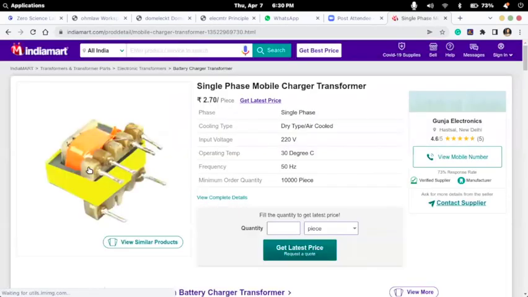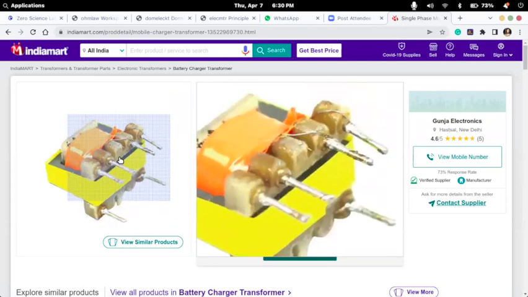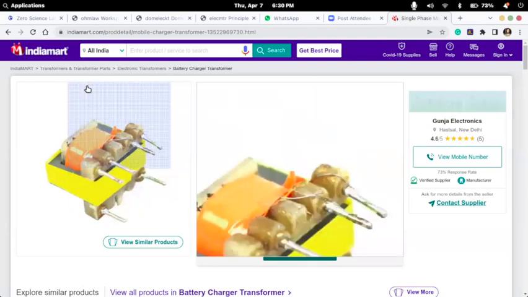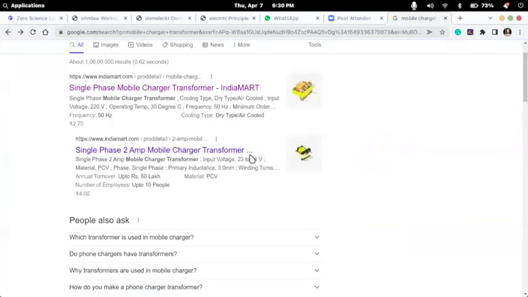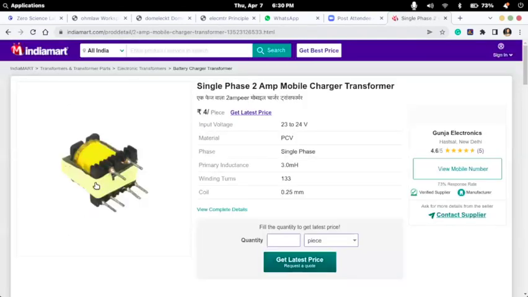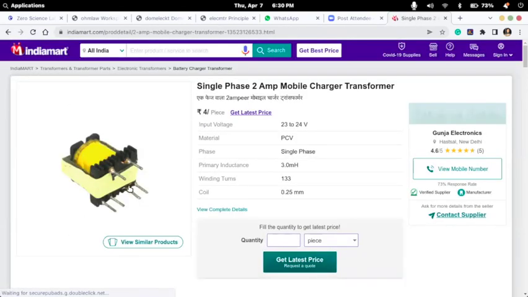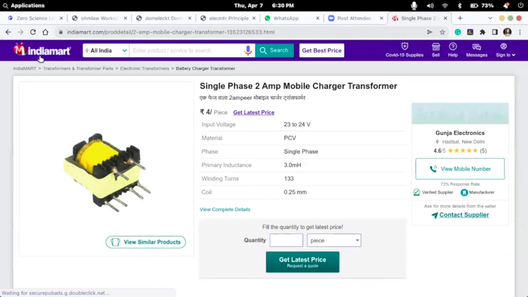Are you able to see this picture? Yes, sir. These are the coils, right? Yes, sir. These are the old ones. Charger transformer, 220 volts, right? Yes, sir. But now, a single phase 2 ampere mobile transformer, right? Yes, sir. You got it? Yes, sir.